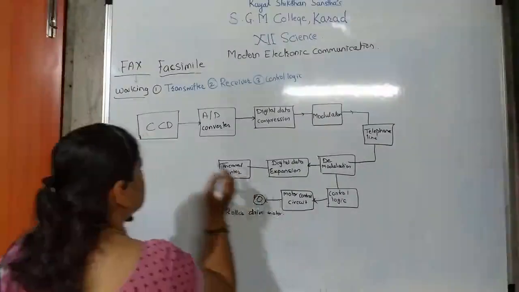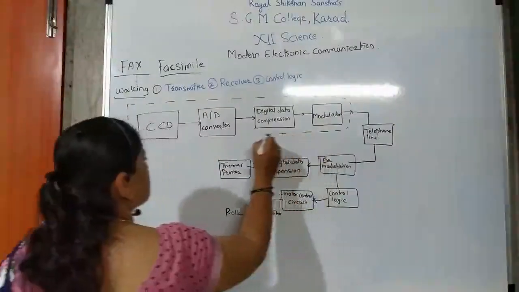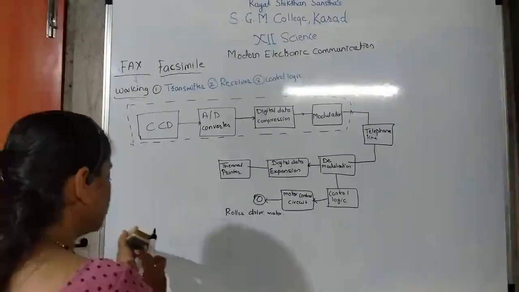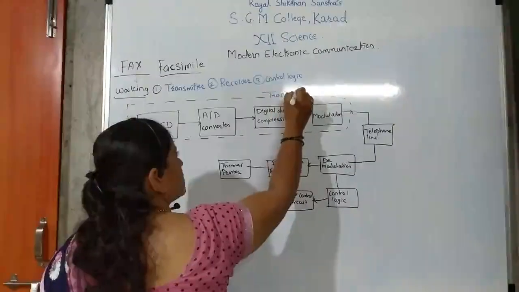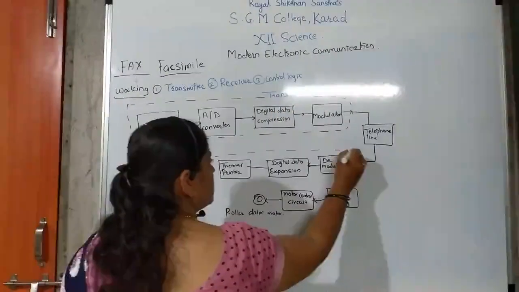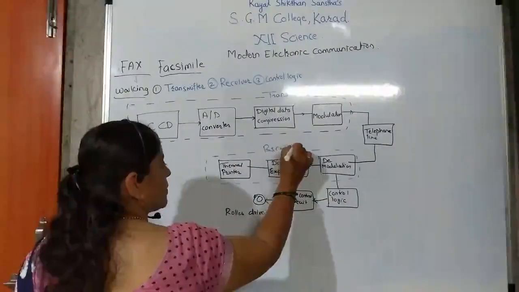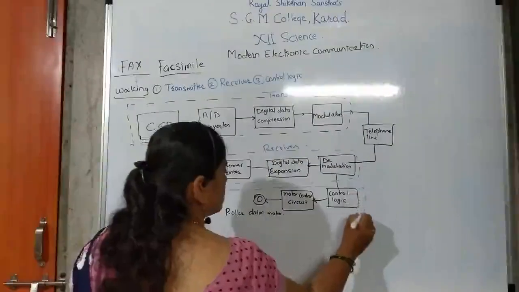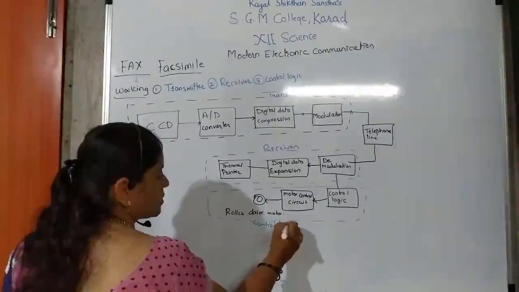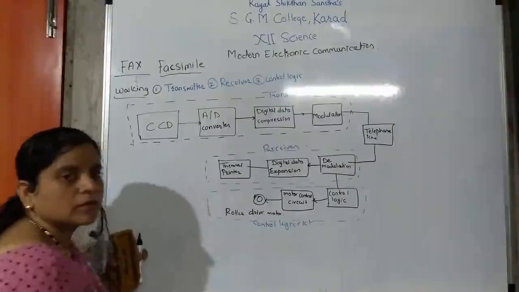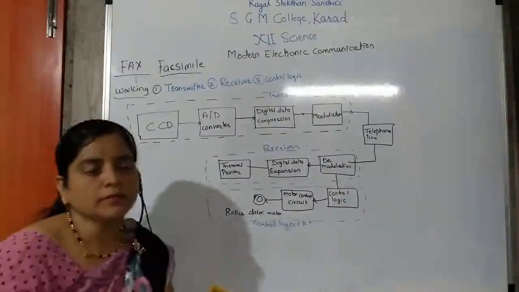So these are 3 circuits. How are there 3 circuits here? This circuit is the transmitter. Another circuit is the receiver. And this is the control logic circuit. So we'll see it one by one.